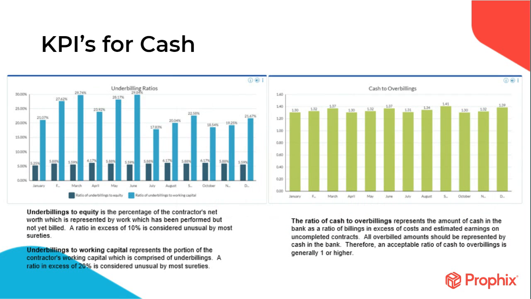Here's a couple more KPIs for cash. One thing I learned long ago in construction accounting is that underbillings are bad and overbillings are good. This is as basic in construction accounting as debits equals credits or assets equals liabilities plus equity. This was something I had to drill in my head when I got into construction accounting.